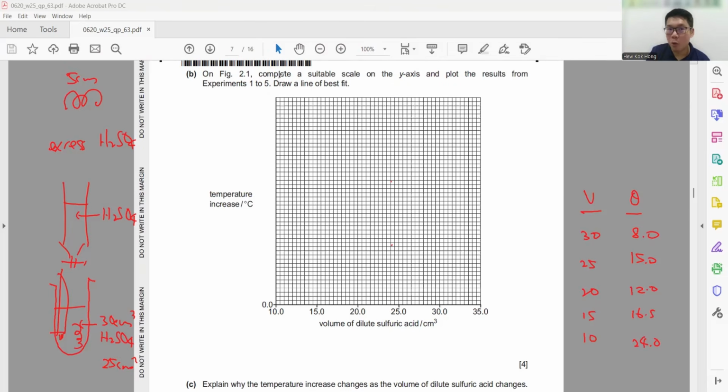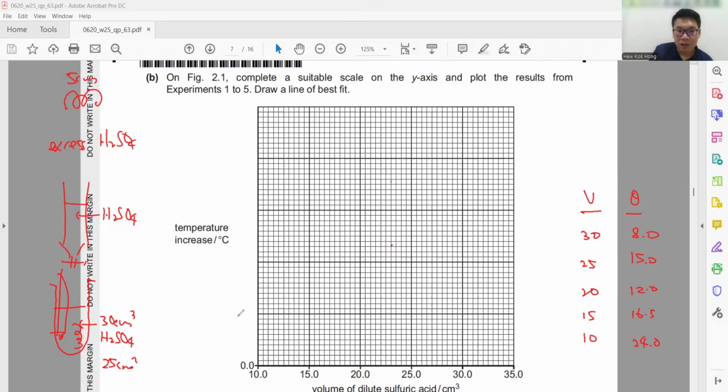On figure 2.1, complete a suitable scale on the y-axis and plot the results for experiments 1 to 5. Draw the line of best fit. The maximum temperature increase is 24. So we can write 5.0. Then it's just nice, we can reach 24 degrees. Then we can plot one by one. The 30 cm³ volume is 24.